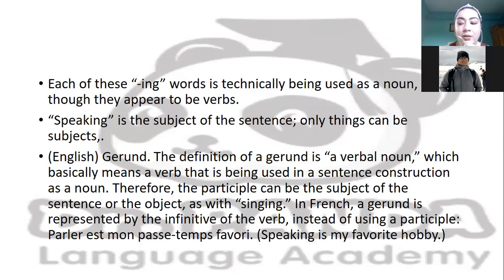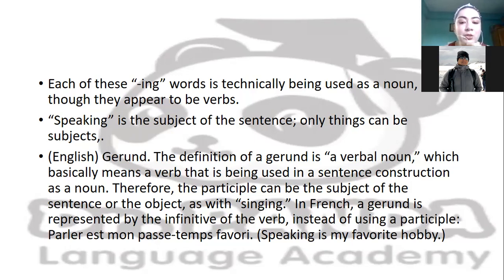So what we call a gerund. Okay, so what is a gerund? It is the definition of a verbal noun, which basically means that a verb is being used in a sentence construction as a noun. Therefore, the participle can be the subject of the sentence or the object, as with singing. In French, gerund is represented by the infinitive of the verb instead of using a participle.